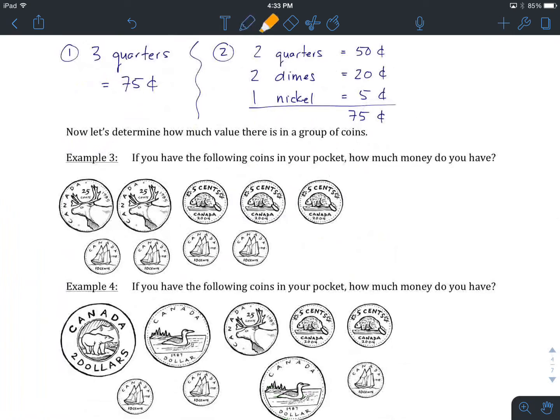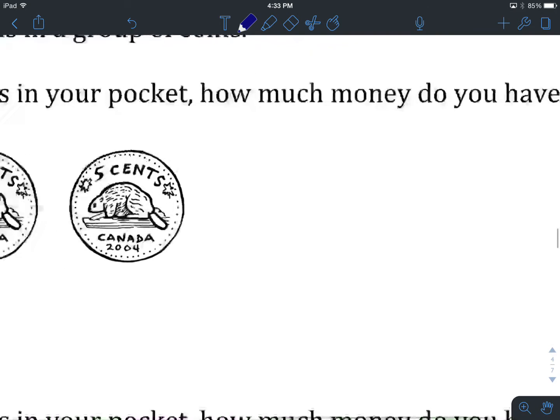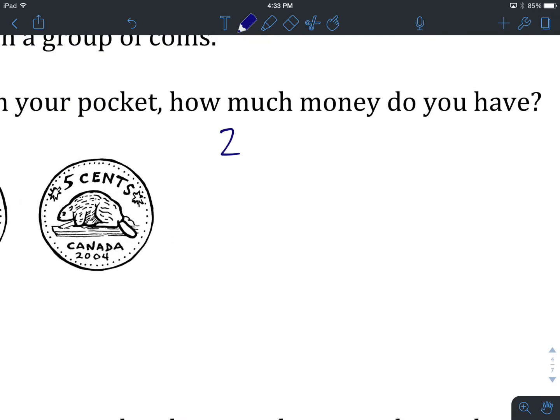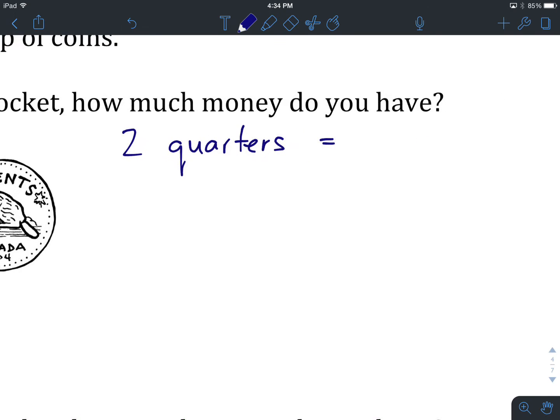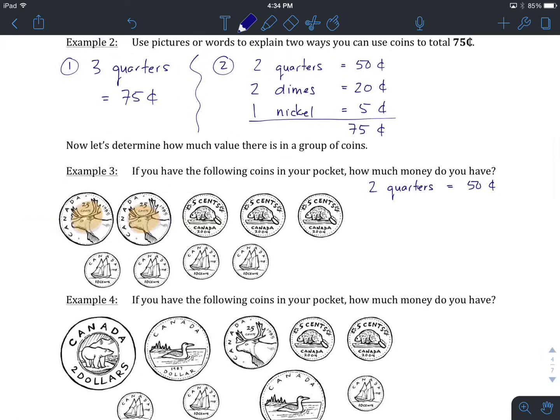As we're looking through, what we can see here is that we've got 2 quarters. Can't see that very well. Let me change color on that. We've got 2 quarters. So I'm going to write that down really quickly over here. We've got 2 quarters. That's the first part that we've got. 2 quarters, and that's going to equal 50 cents. Let's go back and look at what we've got in our pocket here. The next most valuable coin after a quarter is a dime.